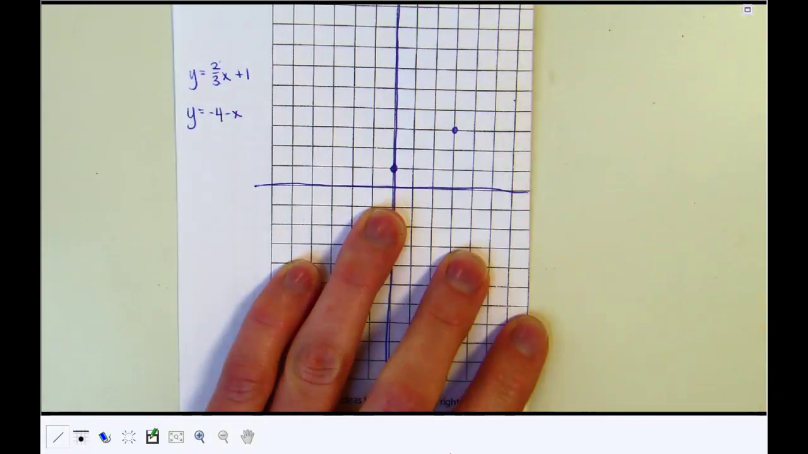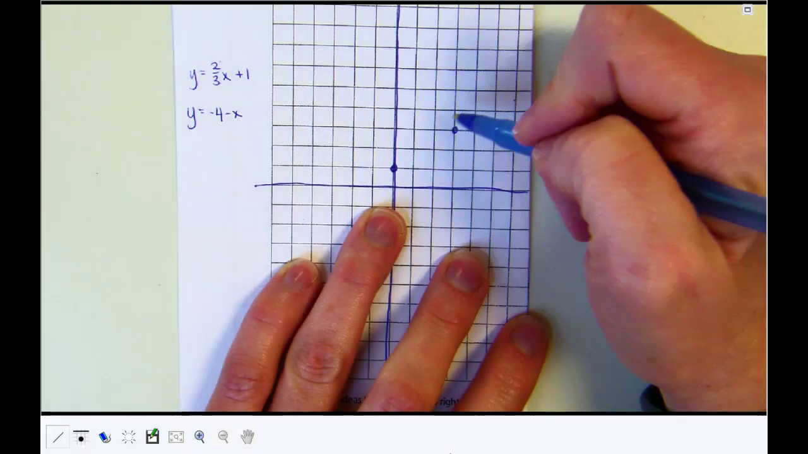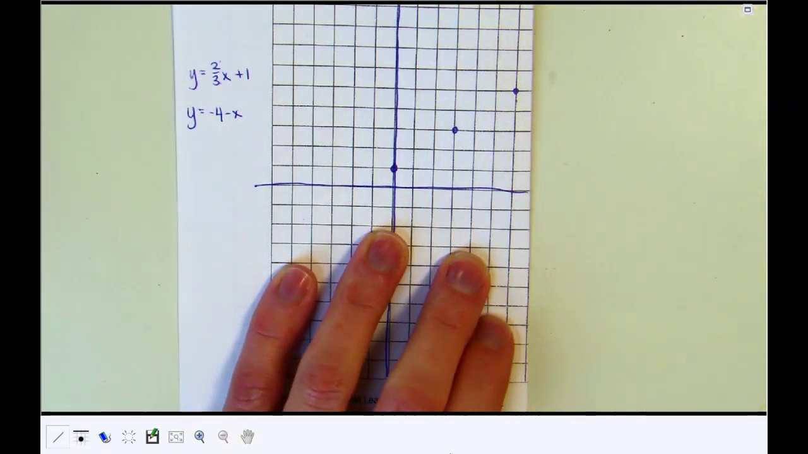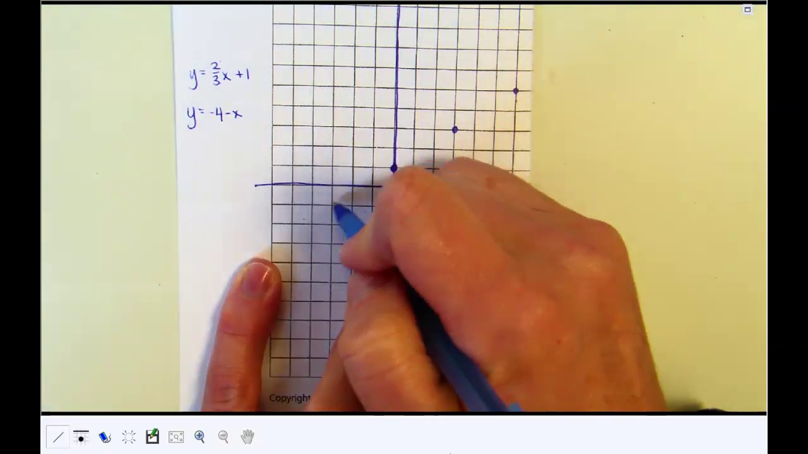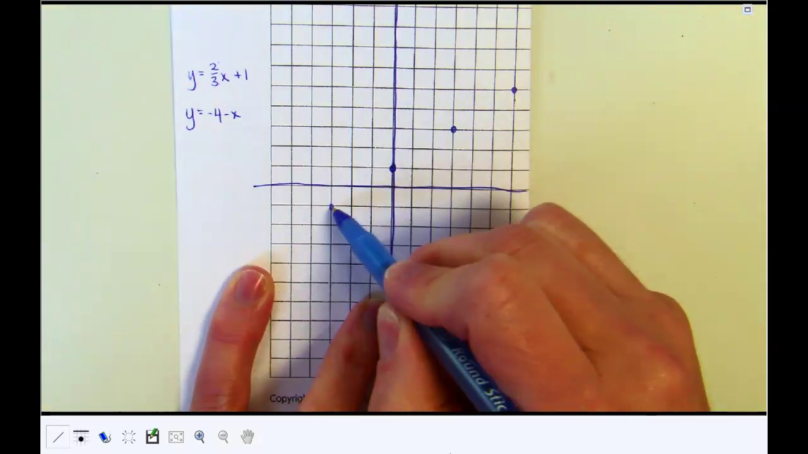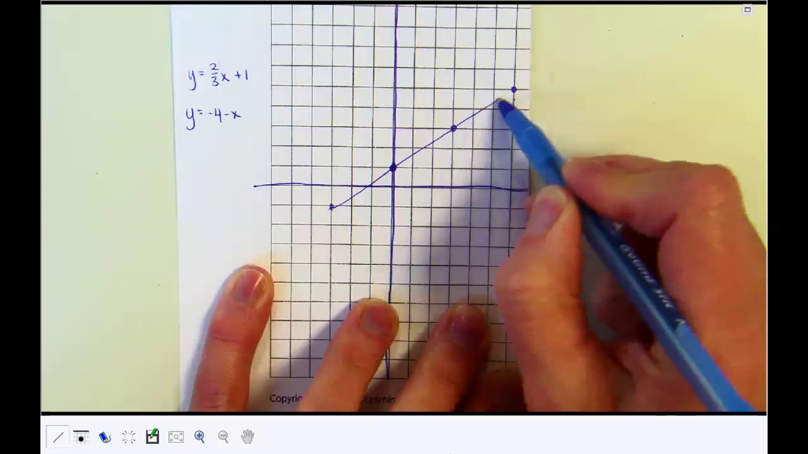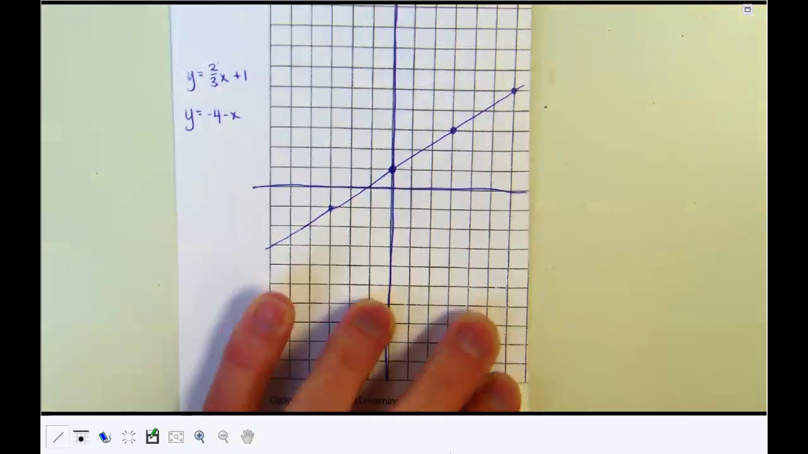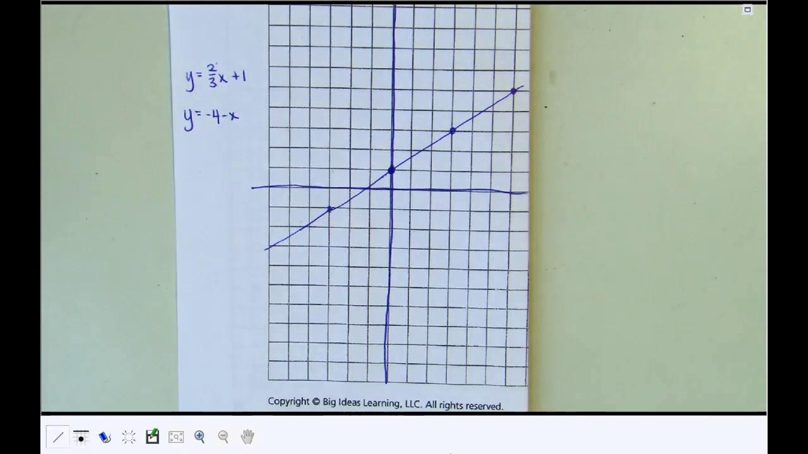Okay, that gives you the 2 dots. If you want more dots, you can go up 2, right 3 again, but you only need 2 dots to graph a straight line. Okay, draw your line in. It doesn't have to be perfect. We're not getting the rulers out.